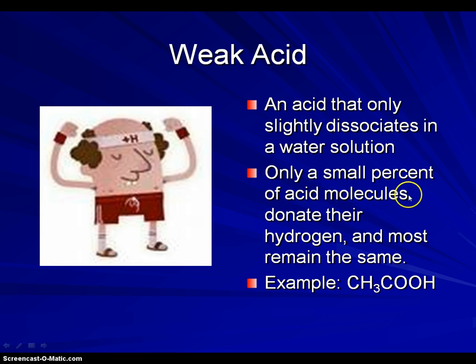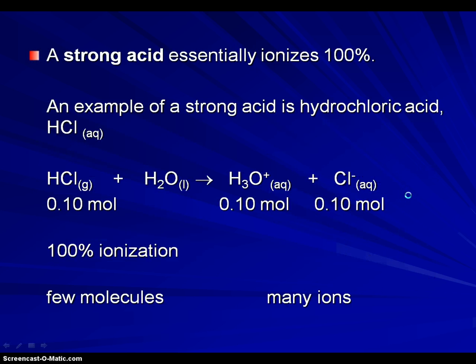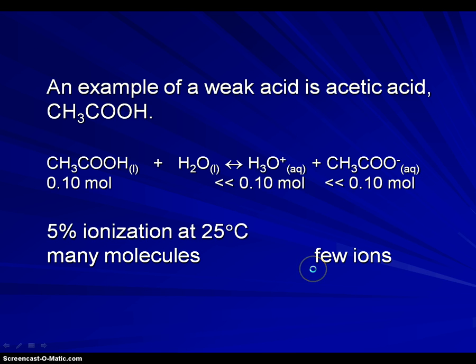An example would be acetic acid. If we look at a strong acid, it essentially ionizes 100%. Hydrochloric acid is an example of one. If we look here, you see hydrochloric acid plus water is going to make that hydronium ion and the chloride ion. So that's what we saw in the Bronsted-Lowry definition of it. 100% ionization means that all of this has completely changed to this. That's why we see the arrow in one direction. There are very few molecules and there are many ions.